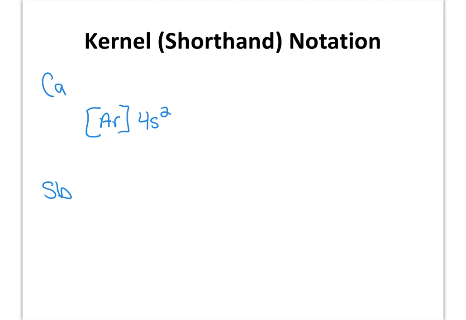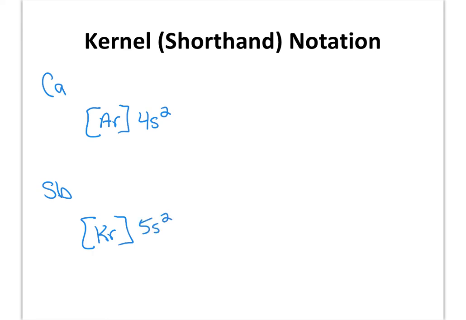So if we're going to do this now for antimony, antimony is number 51, so the noble gas that comes before antimony is krypton. So you put the krypton in brackets, and basically what that means is you're good through element number 36. You get to start at element number 37. If you look on your table, element number 37 is in the 5s. So you have 5s2.